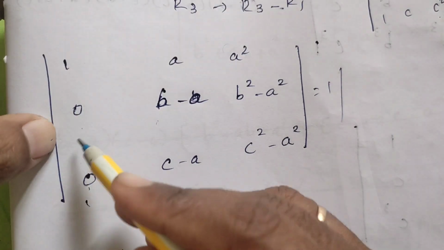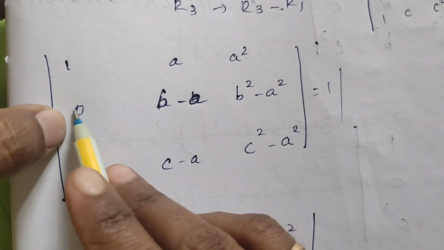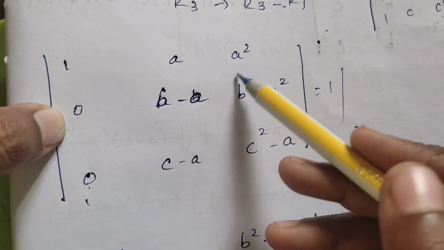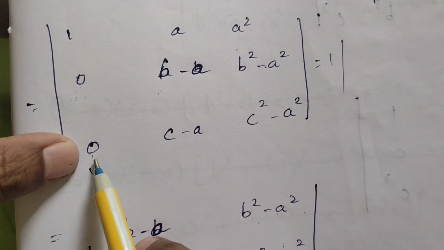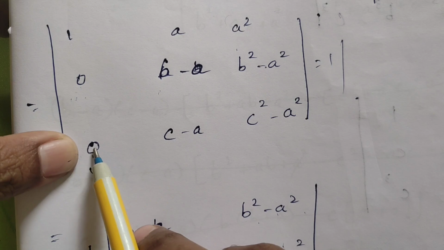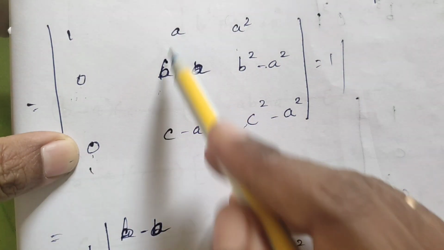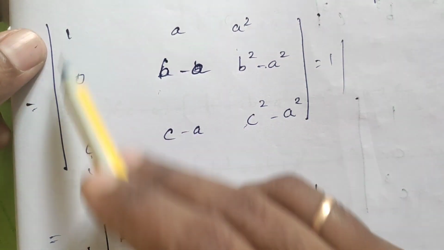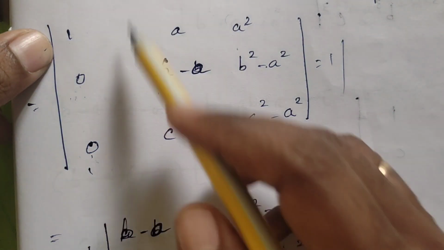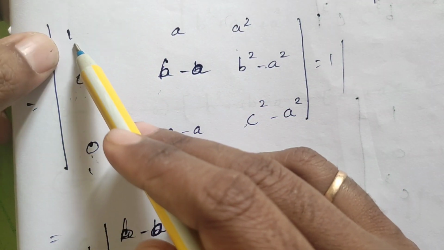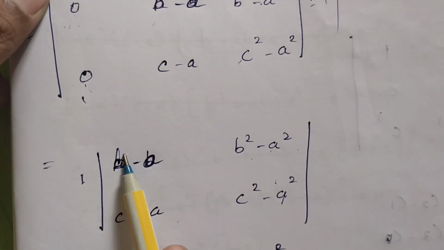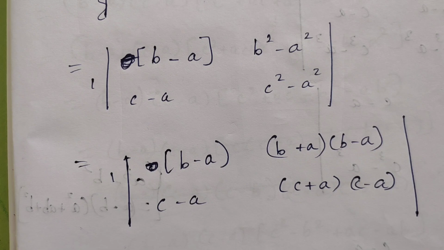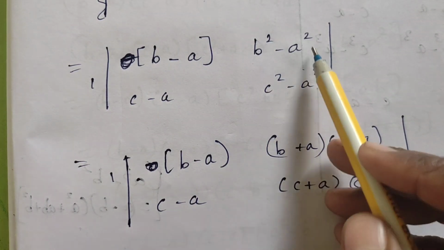Next I will take 0 into, leave this row and this column. So 0 into anything will be 0 again. The third element plus 0 into, I will take this. When I take it, 0 into anything will become 0. So when I do the determinant value column wise, I will get only the value of 1 into B minus A, B square minus A square, C minus A, in such a way. I will write B square minus A square as B plus A, B minus A.